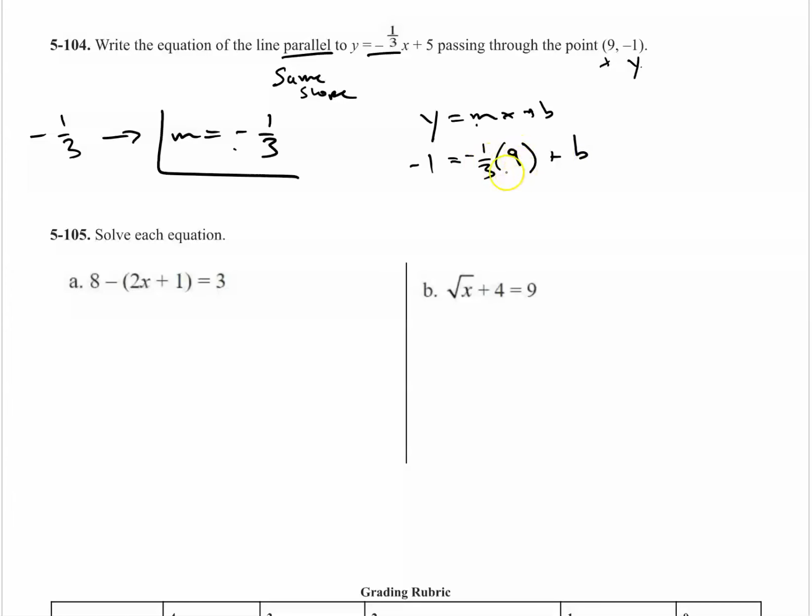Alright, multiplying a fraction times a number, put the number over 1, multiply straight across. This is -1 equals -9/3 plus b. And 3 goes into 9 3 times, so this is -1 equals -3 plus b. Add 3 to both sides. B is equal to -1 plus 3.